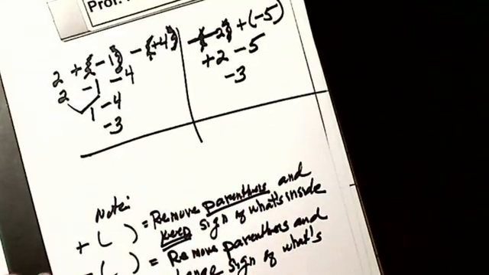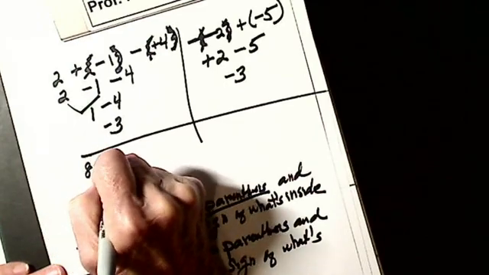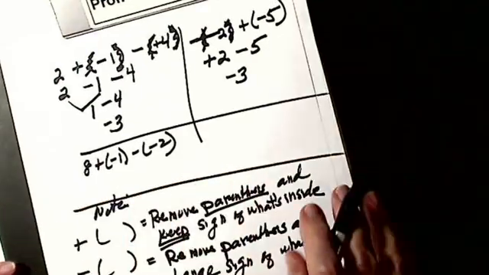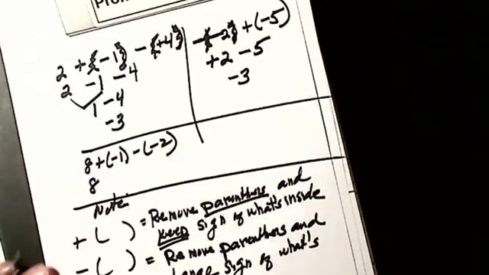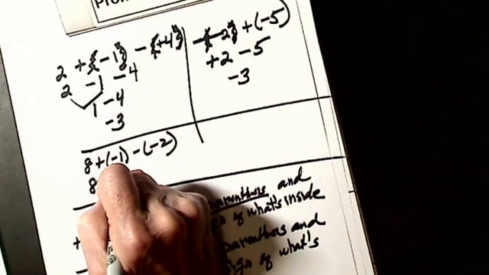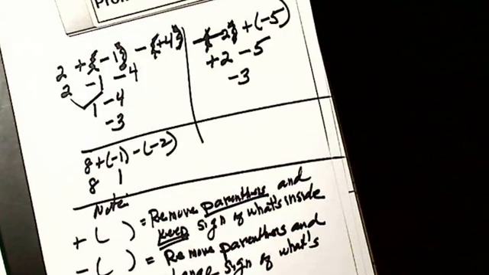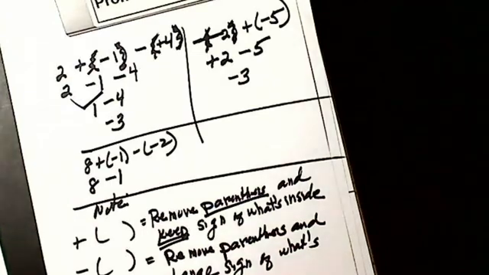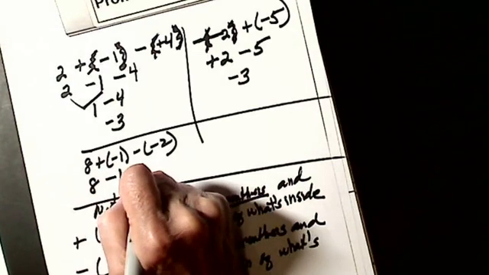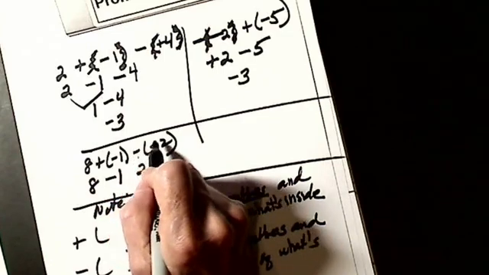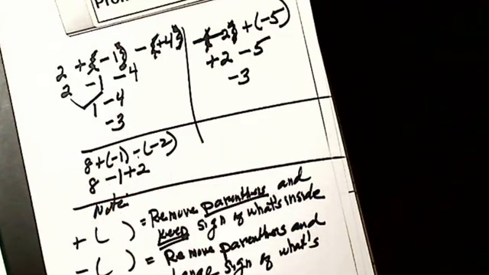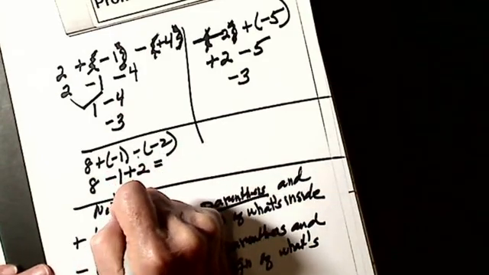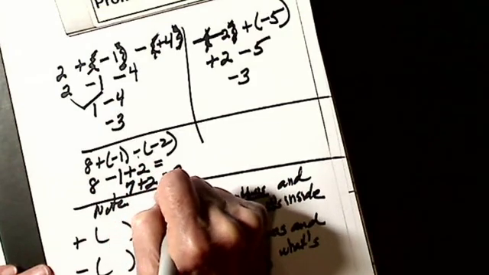Let's do 2 more. Let's have 8 plus a negative 1, negative 2. My 8 stays. I'm going to have a 1. I have to decide if it's positive or negative. Plus says keep it. It stays negative 1. I have a 2. Minus says change it. Then I just do my thing. 8 minus 1 is going to be a 7. 7 plus 2, I'm going to get a 9.